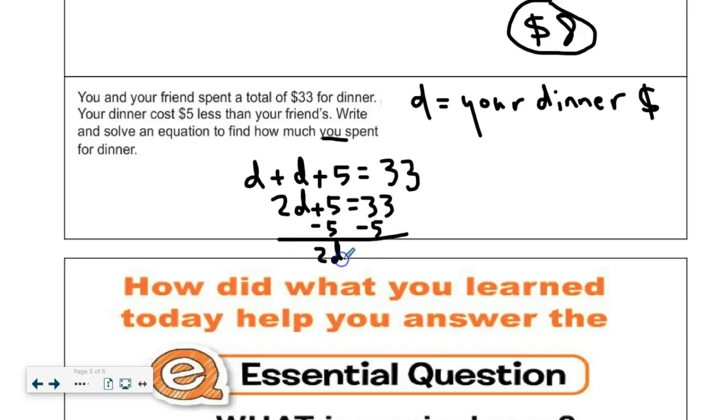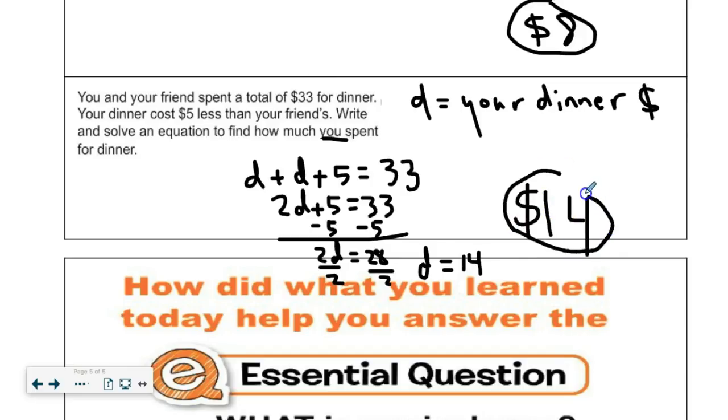2D equals 28. Divide both sides by 2. And I get D equals 14, which means my dinner cost $14. My dinner was less expensive, correct? It's $5 less than my friend's. So if I add $5 to this, I get 19, right? And 14 and 19 is 33. So did I do it right? Yes, I did. My dinner cost $14.